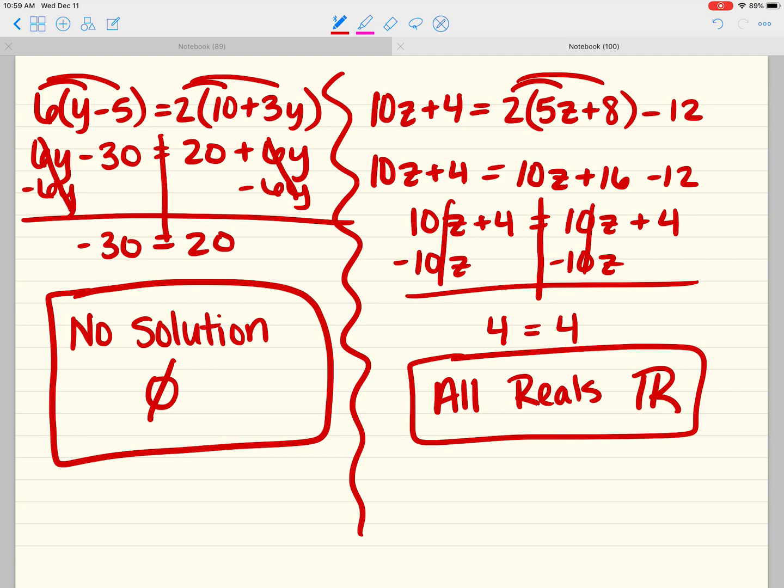All real numbers. So I could substitute 1, I could substitute -10, I could substitute -1000. Right? It's going to work every single time. Somebody give me a value.